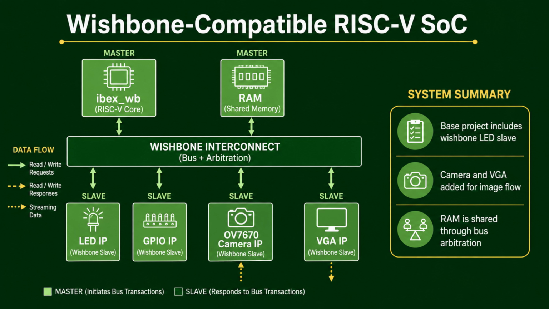This means that operations that are easy to implement in software can remain in C, while performance-critical operations can be moved into FPGA hardware. That hardware-software flexibility is one of the most useful properties of an FPGA-based RISC-V SoC, and in the following stage, we use this architecture to connect a real camera and VGA display to the system.